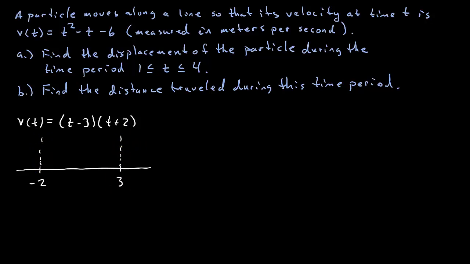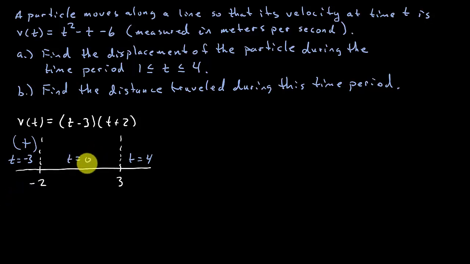And so if I take a test value, so I've got t equals negative 3, and let's do t equals 0 and t equals 4. And let's plug each one of these in to here. So if I plug the negative 3 in, that's going to give me what? Negative 6 and negative 1. So a negative times a negative is positive. So that tells me this interval, the function's positive, from negative infinity to negative 2.